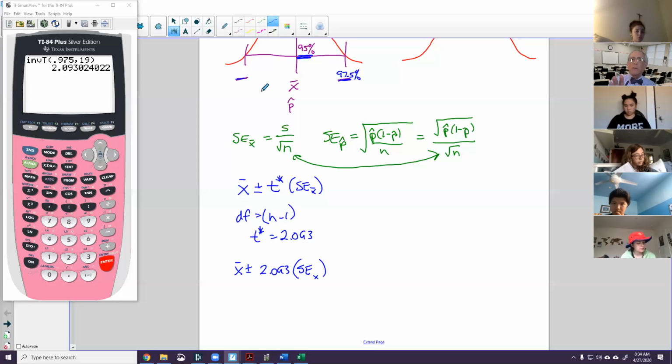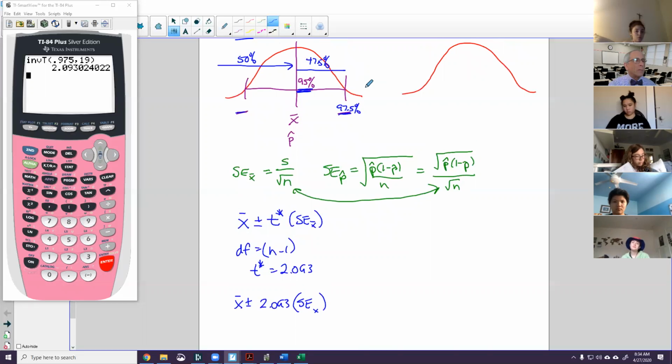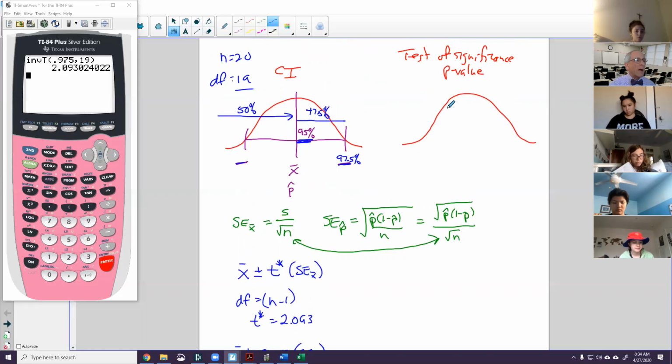Now, the video that I sent out yesterday gives some numbers to this so you can see it. But I think one of the main things I'm trying to get across today is the difference between what happens when we find a confidence interval and when we find a p-value test of significance. So we're not quite there yet. Everybody okay with this so far?